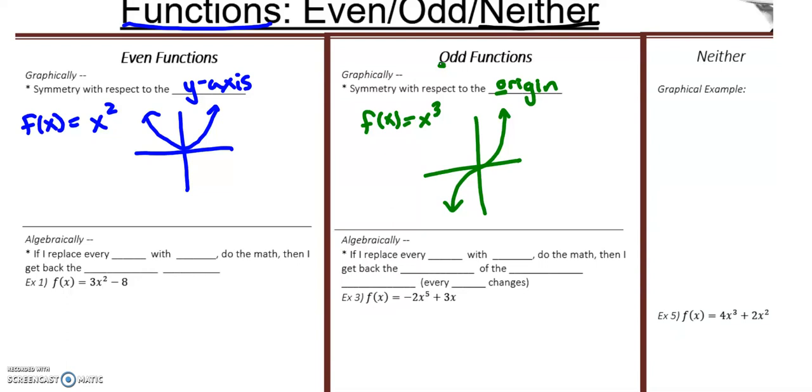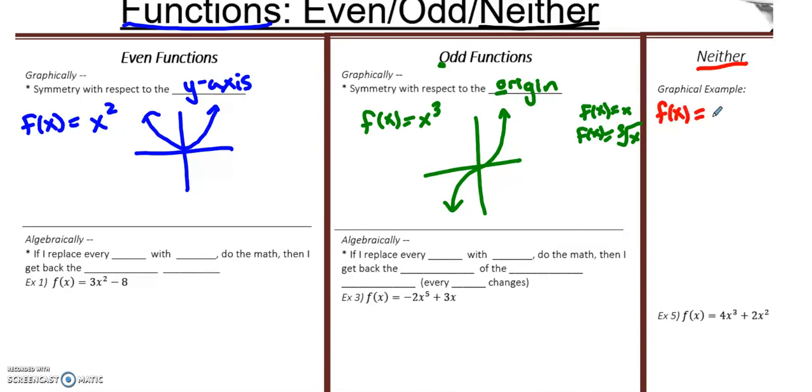There's a couple other parent graphs that are odd functions. For example, x. We talked about the cubed root of x. Those are also odd functions. They have symmetry with respect to the origin. And then there's the category that we call neither. And that's where most graphs are going to end up. Neither just means I don't have either of these types of symmetries.